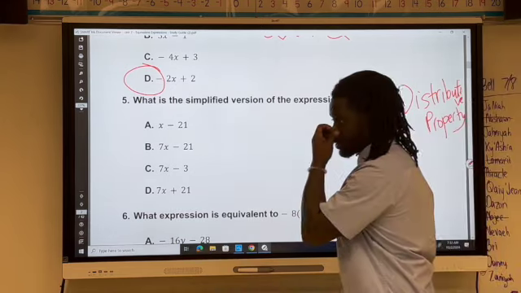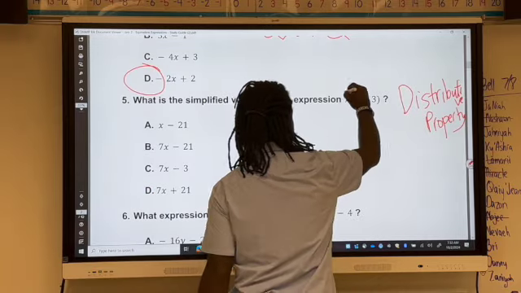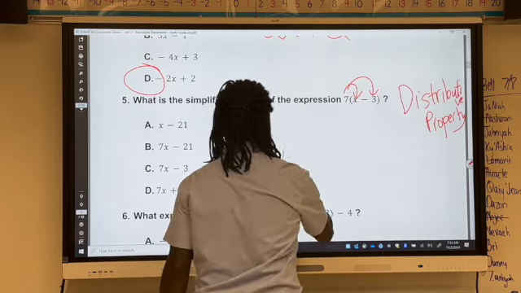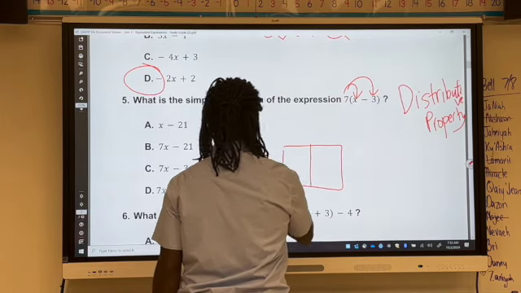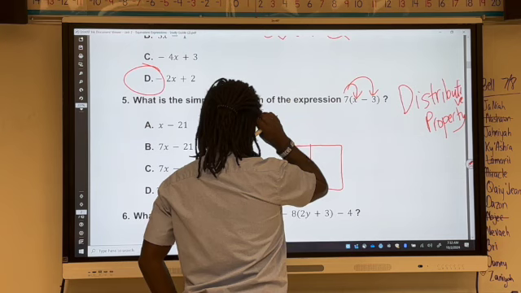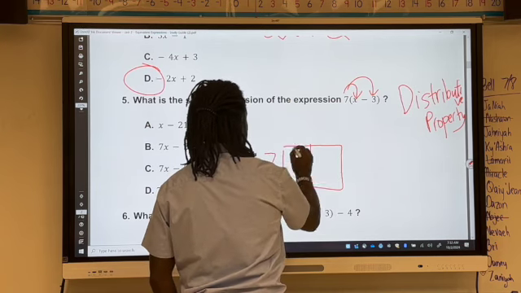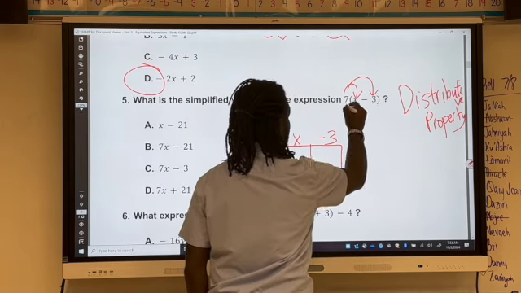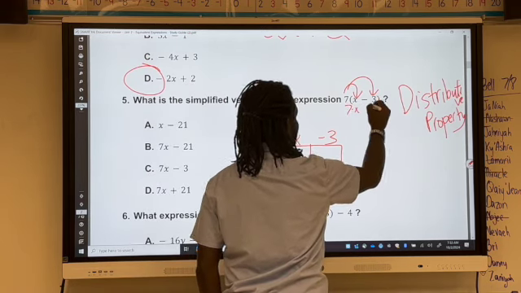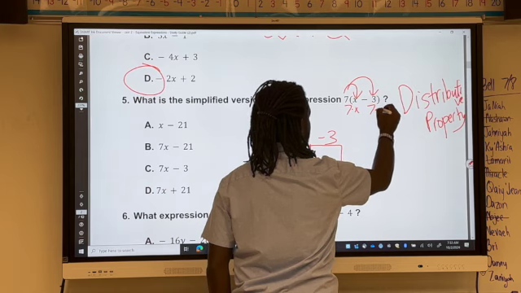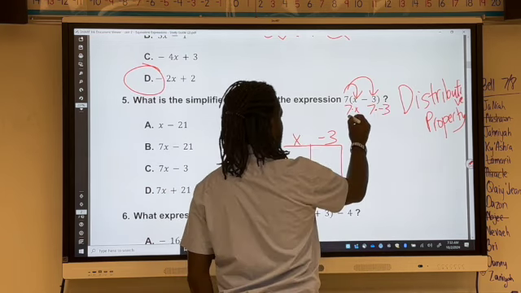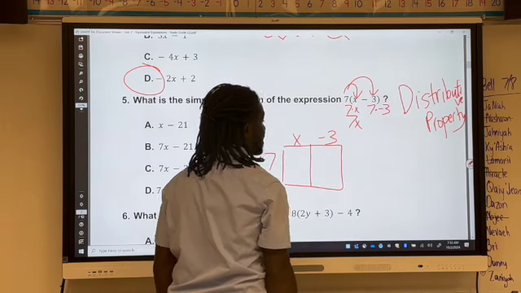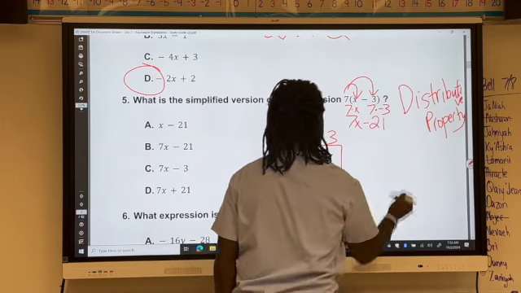Okay, the distributive property says I'm going to take the number on the outside and multiply it by both numbers on the inside, or I could use my area model where I have 7 on the outside, the x, and the negative 3. And so 7 times x, and then 7 times negative 3. That's going to give me 7x.